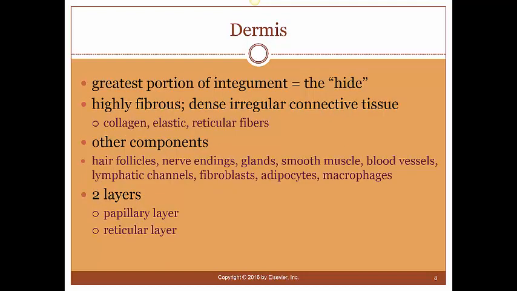Next we get to the dermis. The greatest portion of the integument ends up being the dermis, otherwise known as the hide. It's what would make up leather. It's highly fibrous. It's packed with dense irregular connective tissue, so it's really thick and tough, and it needs to be that way to, number one, hold those epithelial cells of the epidermis on. But the other thing is, it's once again that protection of the environment.